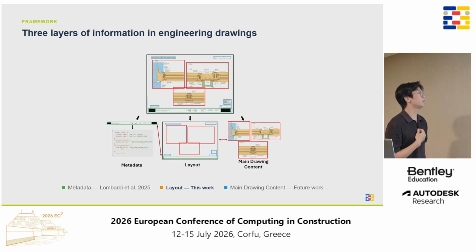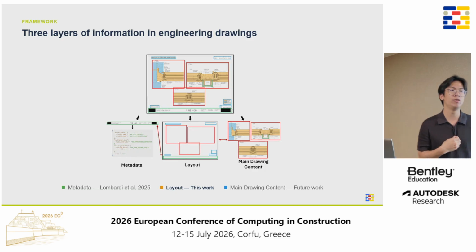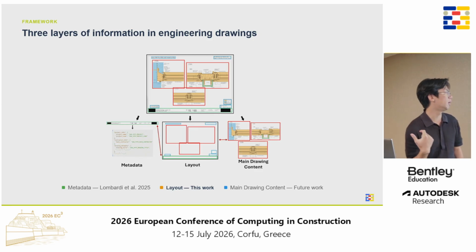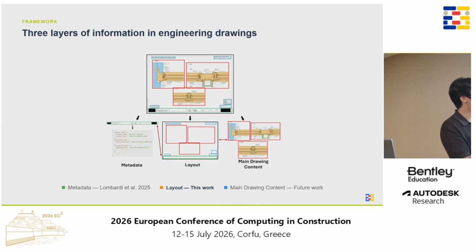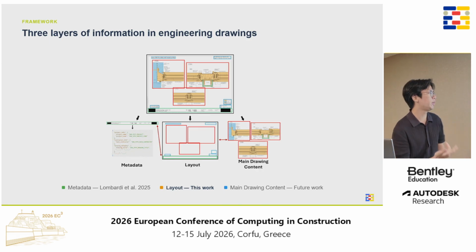Here we frame the three layers of information in engineering drawings. The first layer is the metadata layer. It's basically the information within the title block. So we will have the drawing number, the project number, the project name, the drawing name, something like that.